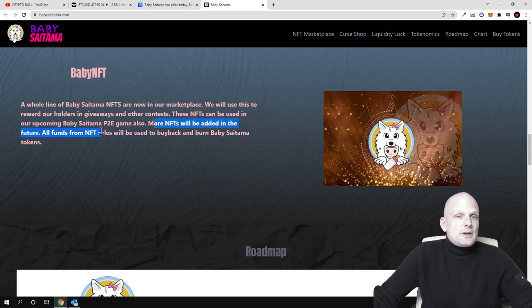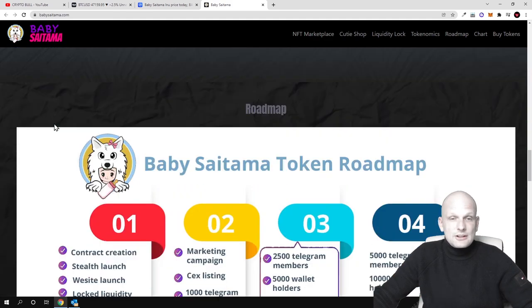All funds from NFT sales will be used to buy back and burn Baby Saitama tokens. So this is also a similar idea to Shiba Inu. If you have been following Shiba Inu recently, they also released NFTs, and they also use the funds collected from NFTs to burn Shiba Inu tokens, guys. This was just a couple of months ago, 2 months ago or something like that, guys.